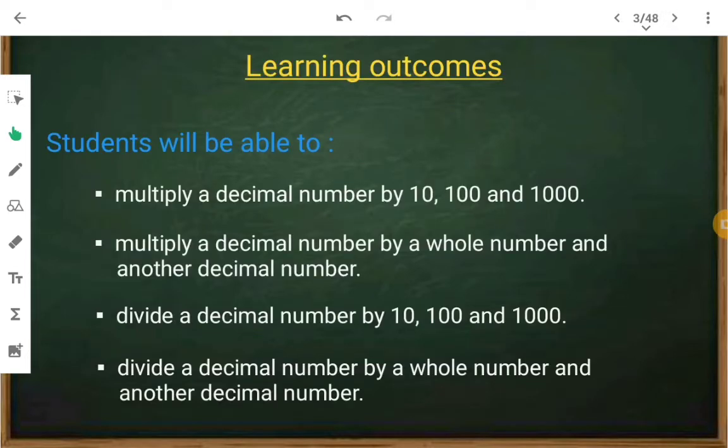At the end of the session, students, you will be able to multiply a decimal number by 10, 100 and 1000. Multiply a decimal number by a whole number and another decimal number. Divide a decimal number by 10, 100 and 1000. Divide a decimal number by a whole number and another decimal number.